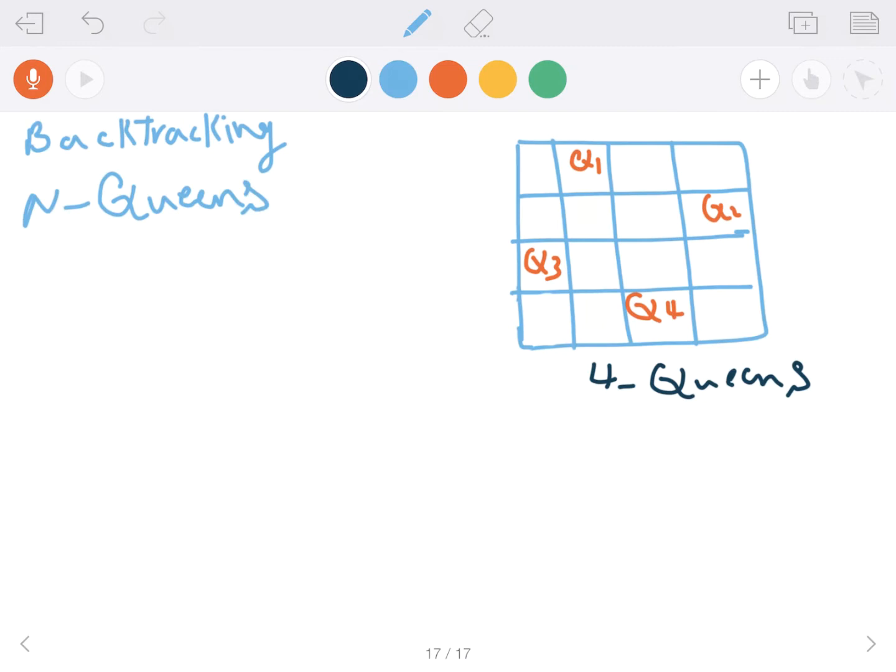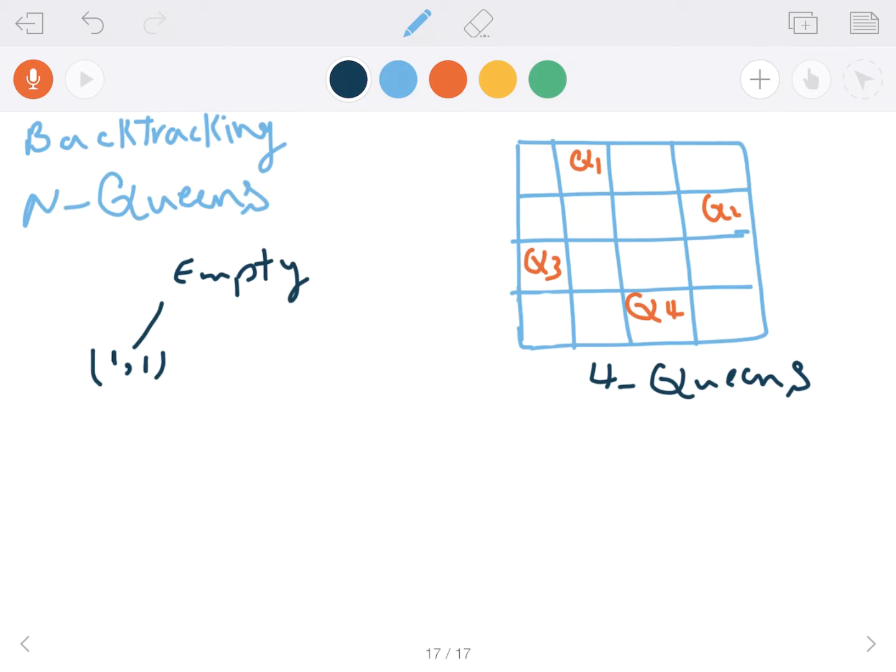At first we are starting with an empty board. The board is empty, which means there's no queen on the board. Then, let's say that we are placing queen number one, I'm just writing number one, at column one.